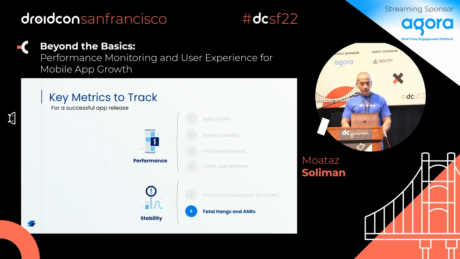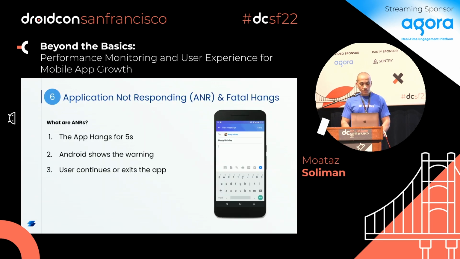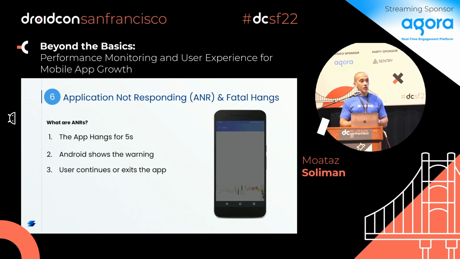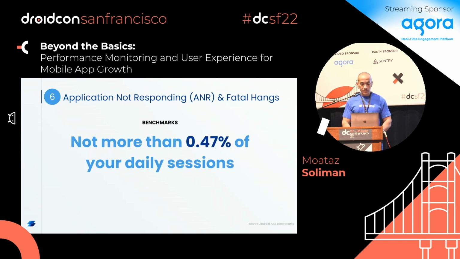And finally, the fatal hangs and ANRs. ANRs are when the UI performance of the app is so slow that it reaches 5 seconds, and that's when the OS starts to flag it to your customers that there is something wrong with the app, and it asks them whether to terminate the app or not. And the benchmark on this is that you should be shooting for no more than 0.47% of your sessions to experience an ANR.